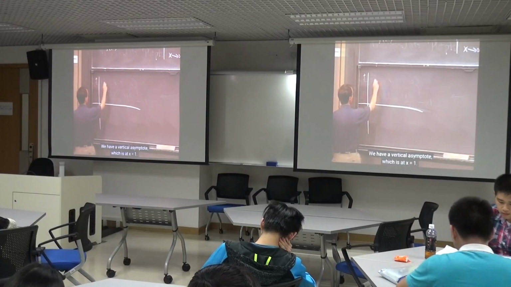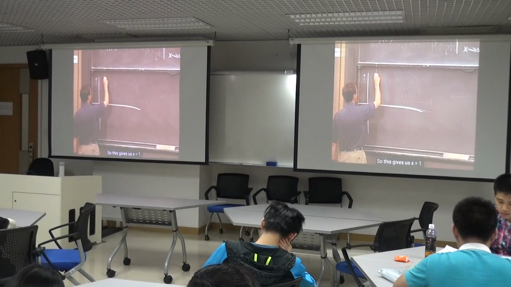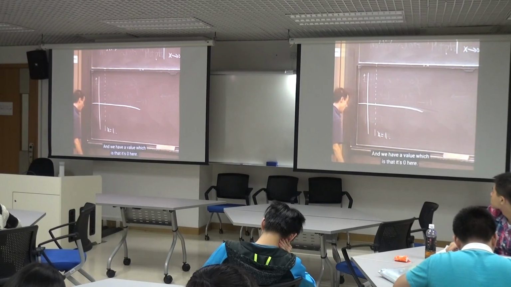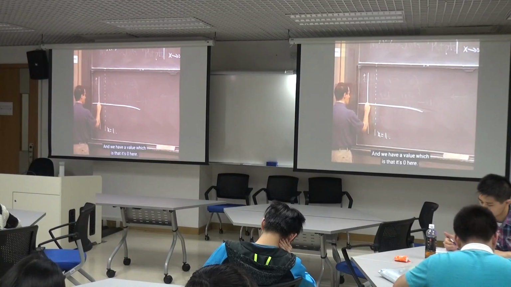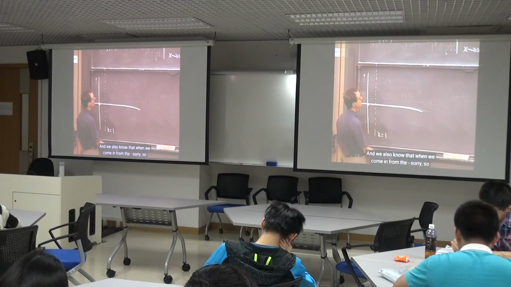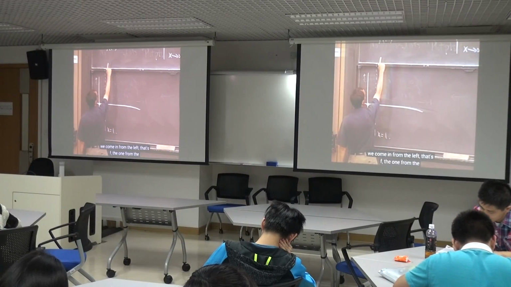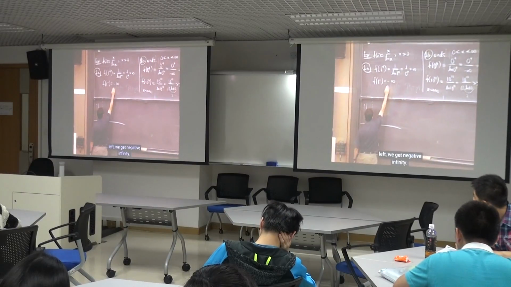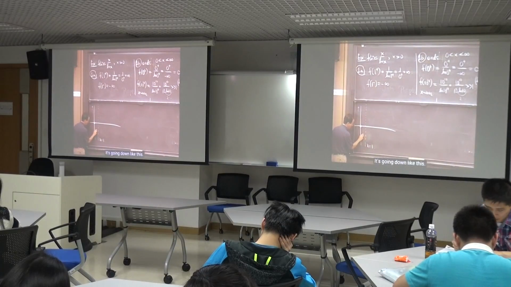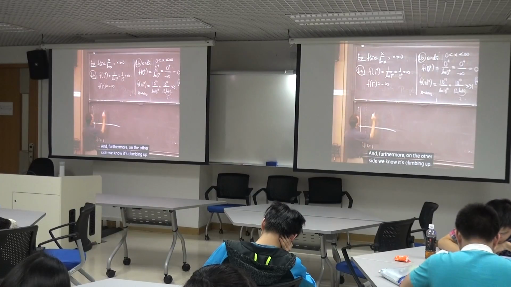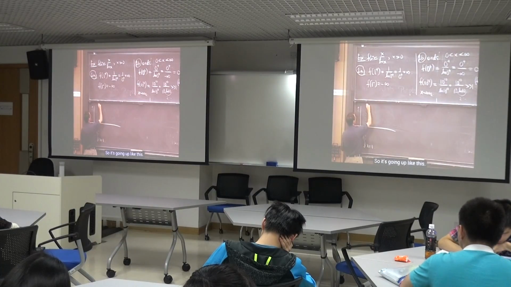We have a vertical asymptote, which is at x equals 1. This is x equals 1. And we have a value, which is at 0 here. We also know that when we come in from the left, that's f of 1 from the left, we get negative infinity, so it's diving down. It's going down like this. And furthermore, on the other side, we know it's climbing up, so it's going up like this. Just start from the top.